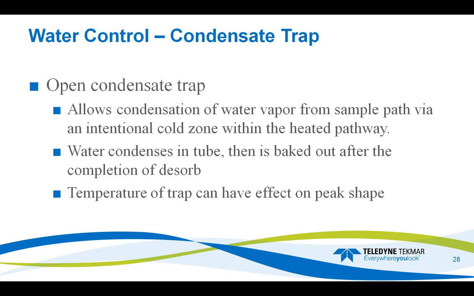However, the temperature that we set our condensate trap at can have an effect on peak shape. So when we create this cold zone where our gas is going through, that can cause our target compounds to either slow down or speed up and broaden our peak shapes. So there's some trade-offs here. We get moisture removal, but we affect our peak shape. And so again, we want to find that temperature that allows adequate removal of moisture without affecting our analysis too greatly.